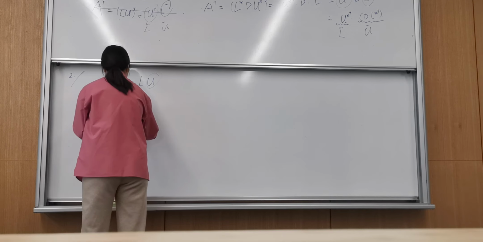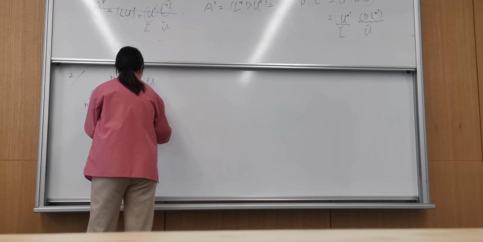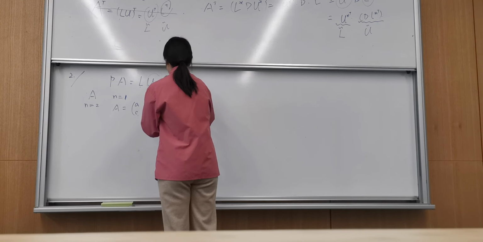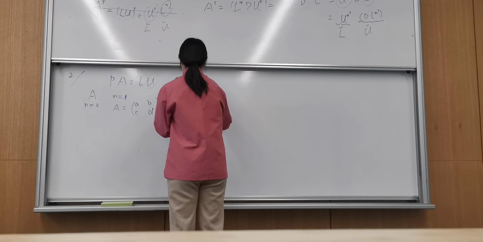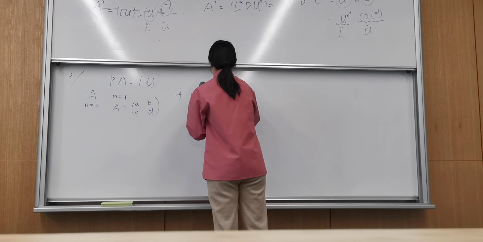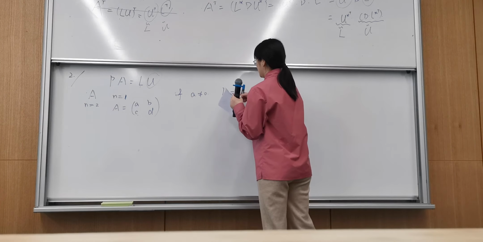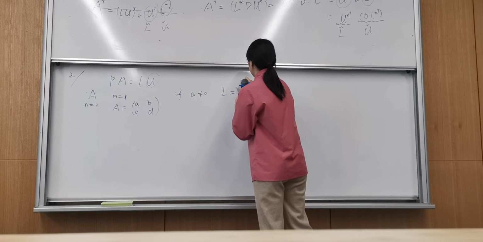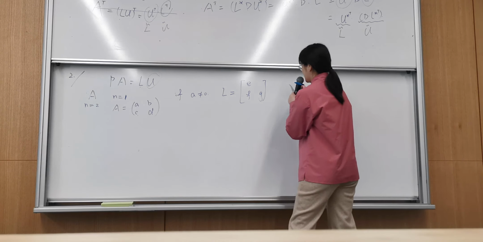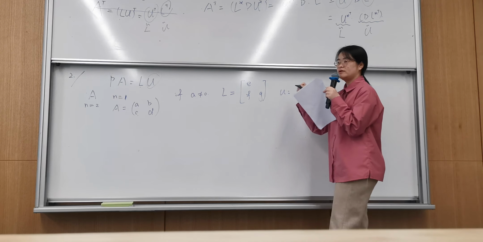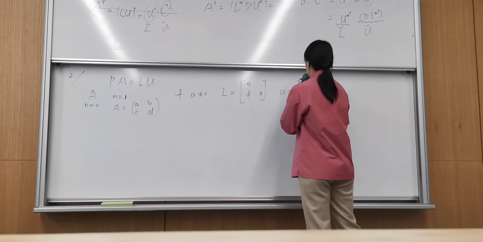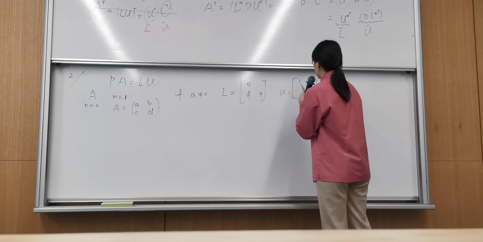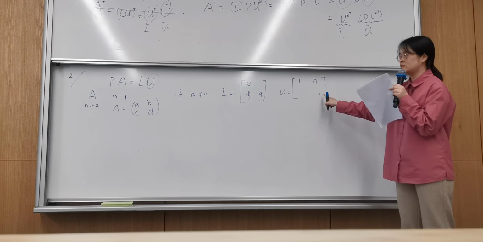So the matrix now is A, B, C, D. Following the steps, if A is not equal to 0, then we will have the L, which is the lower triangular matrix E, 0, F, G. And U now is the unit upper triangular matrix. So it's 1 on the diagonal entries, and say this is H. So 1, H, 0, 1, this is our U.